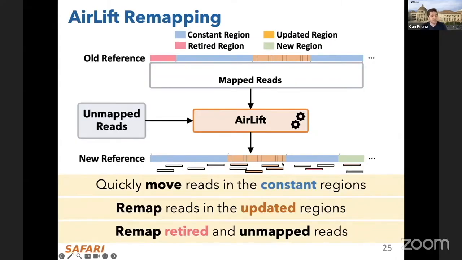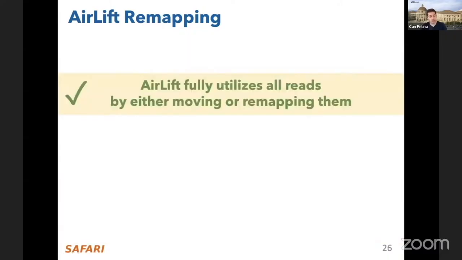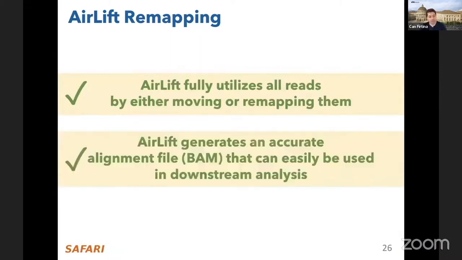And last, we map all the unmapped reads to the new reference genome. By following all of these steps, AirLift fully utilizes all the reads by either moving or remapping them. And AirLift generates an accurate alignment file, a BAM file, that can easily be used in downstream analysis.